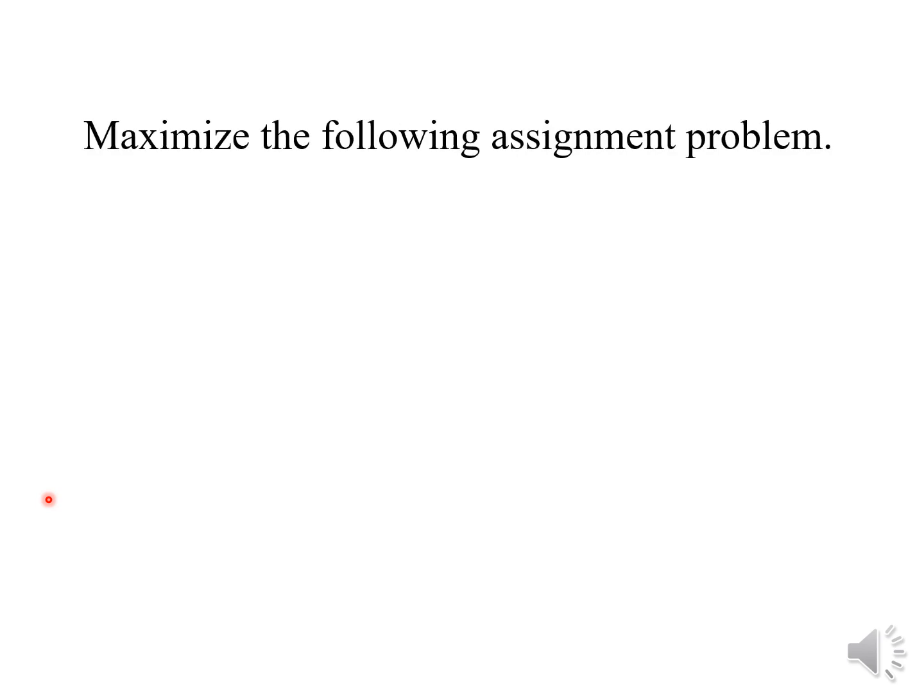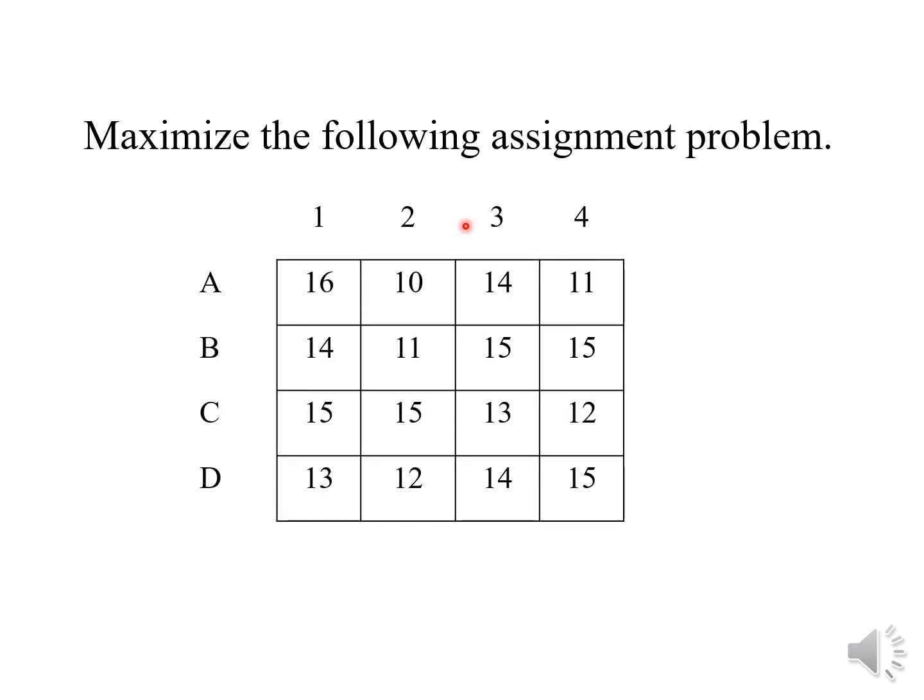Good morning, students. Today we are going to see how to solve the assignment problem that comes under the maximization category. Maximize the following assignment problem. See here, the problem is given like this: A, B, C, D, and 1, 2, 3, 4. Four rows and 4 columns, so the problem is a balanced one. Here, instead of solve the assignment problem, they have asked us to maximize the following assignment problem.